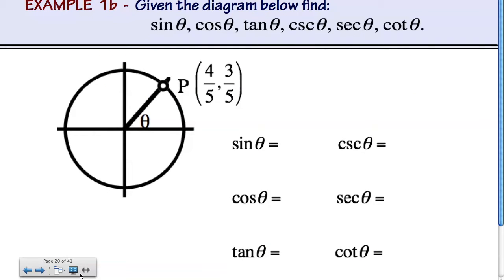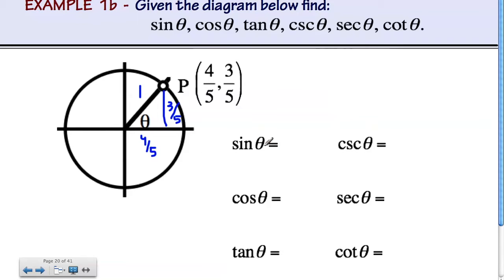Okay, the next one. So again, we have a unit circle. So we have to make this into a triangle. All right, and we know this is 4/5. That's your x going horizontally. This is your y, so it's going vertically. That is 3/5. All right, and this is the unit circle 1.